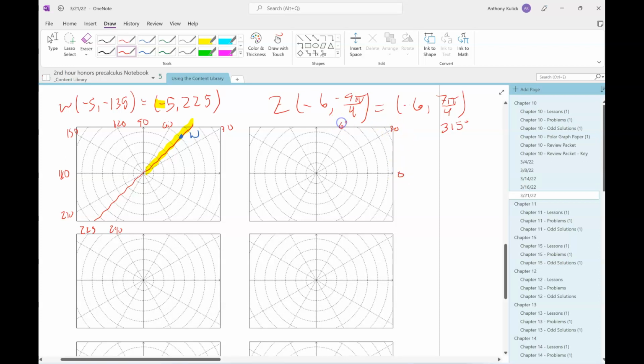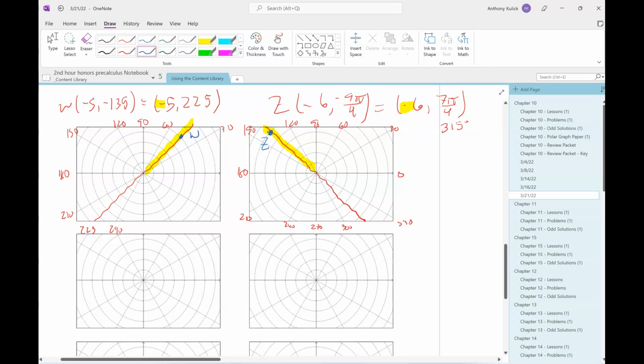So 0, 30, 60, 90, 120, 150, 180, 210, 240, 270, 300, 330. So 315 is like right in there. But we're negative, so we flip to the other side. So there, we're talking that. And we just count 6 out now. So 1, 2, 3, 4, 5, 6. So Z is right over there.